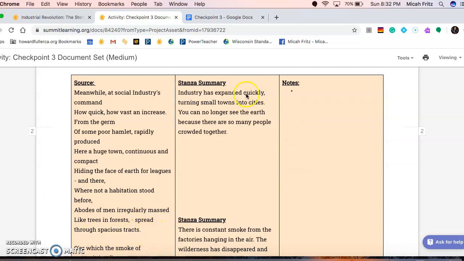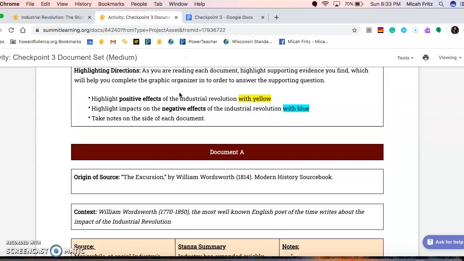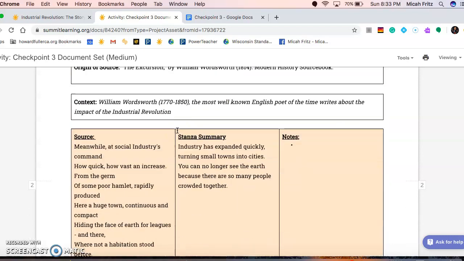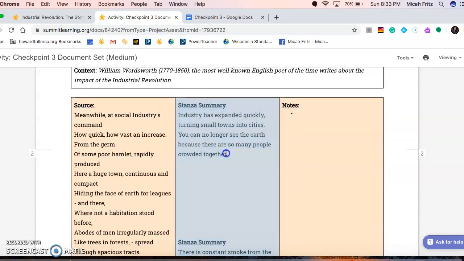Now there's this nice little summary over here that tells you what's going on in that first stanza, and it says, industry has expanded quickly, turning small towns into cities. You can no longer see the earth because there are so many people crowded together. Now I'm going to say that he's not thinking this is a very positive thing going on here, so I'm going to highlight it in blue, blue being a negative effect, as we see right there. So this is going to be one of our negative effects.